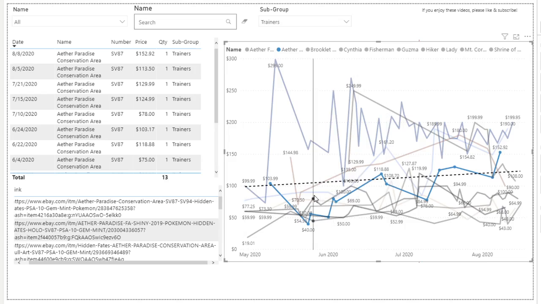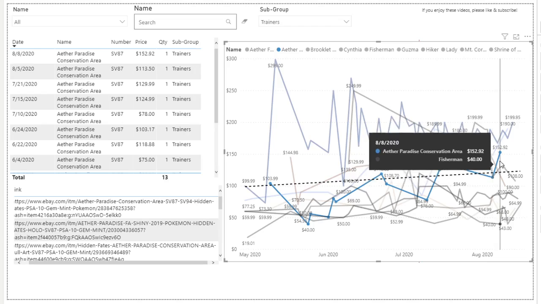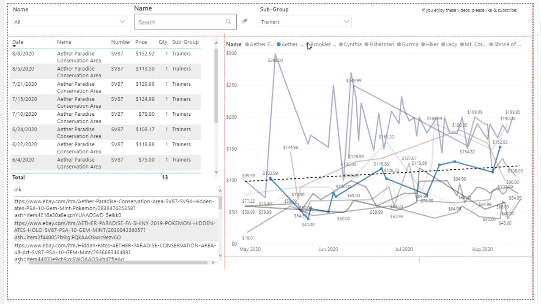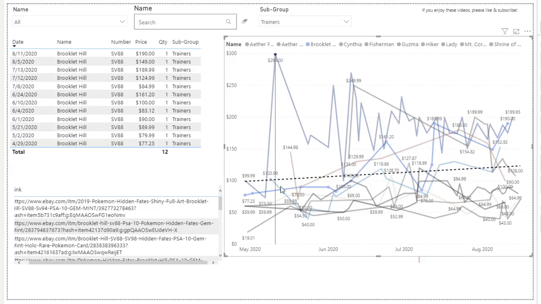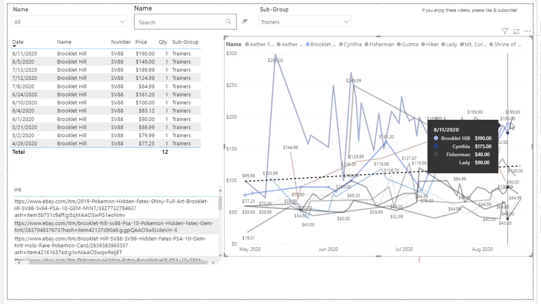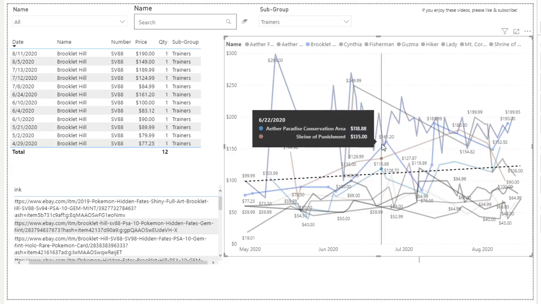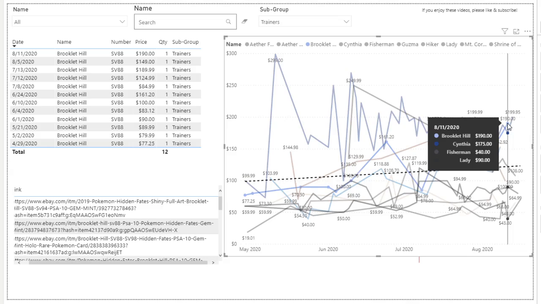Sorry about that. Let's see, Aether Foundation Paradise Conservation Area. That's on the up. Went from 113 to 152. That's pretty impressive. That was just within a few days. Brooklet Hill is my favorite personally out of all these trainer cards. I think it's a gorgeous card. It also has one of the lowest populations of any of the trainer cards and of the set as a whole. I do believe this card is going to be very expensive in the future. That's my personal opinion. Let's see, Brooklet Hill 161, Brooklet Hill over here 190, sold for on August 11th, which was a week ago.